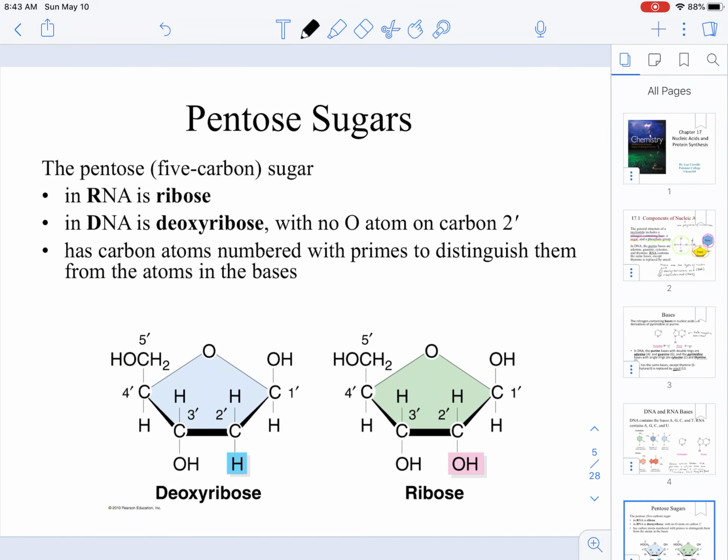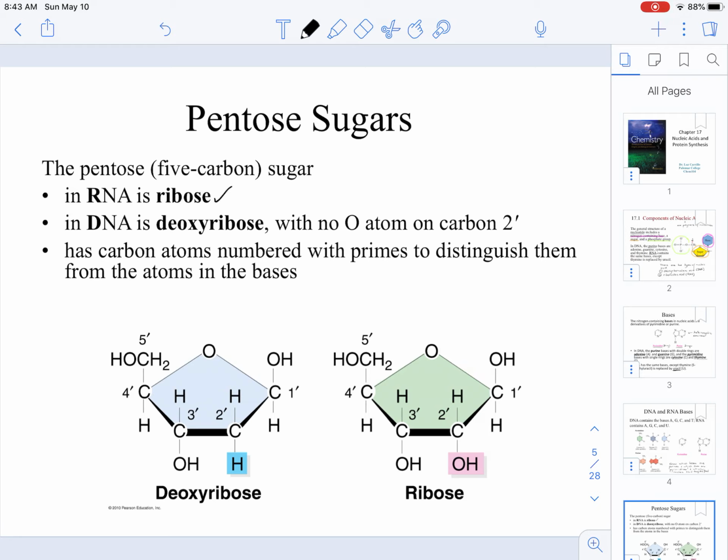Now let's move on to the sugar motif found in the nucleic acids. As I mentioned before, RNA is ribonucleic acid. The ribo in the name is because the sugar motif in RNA is ribose.